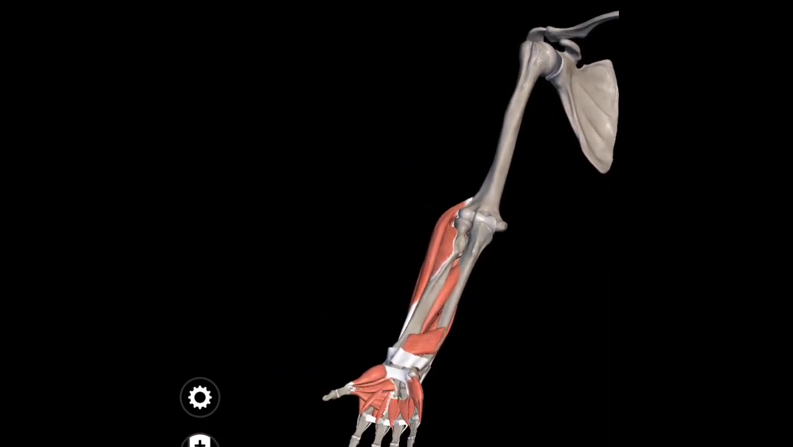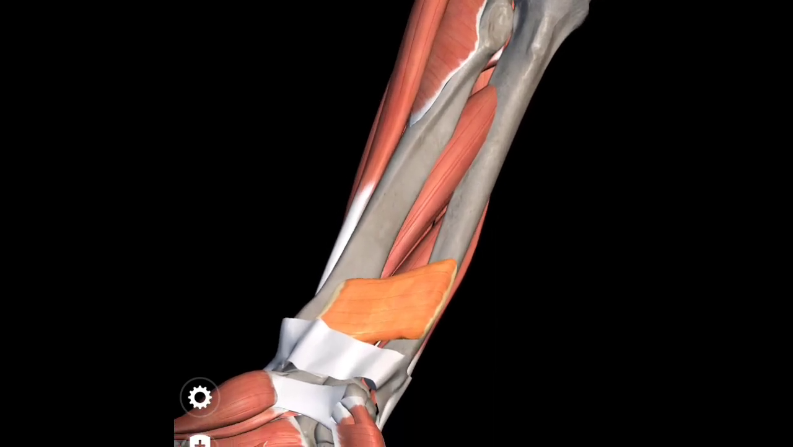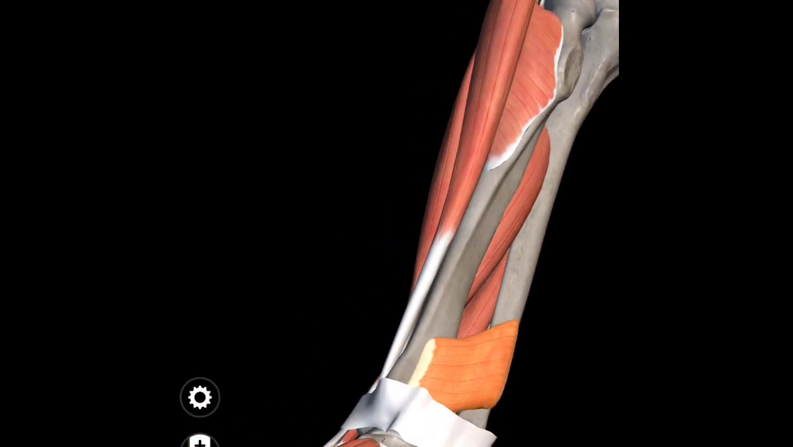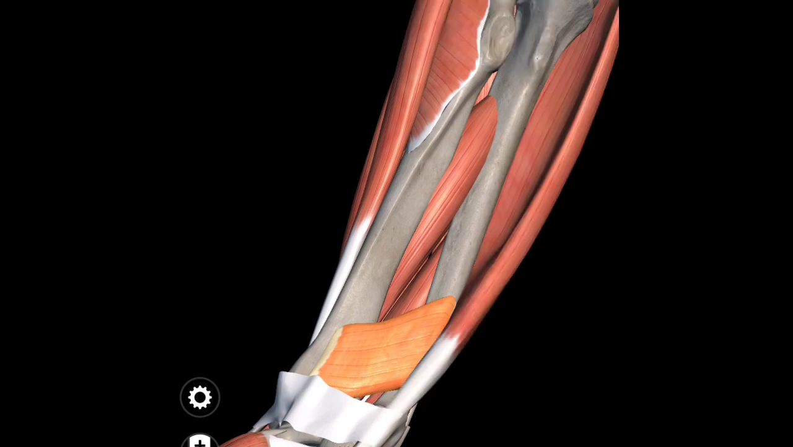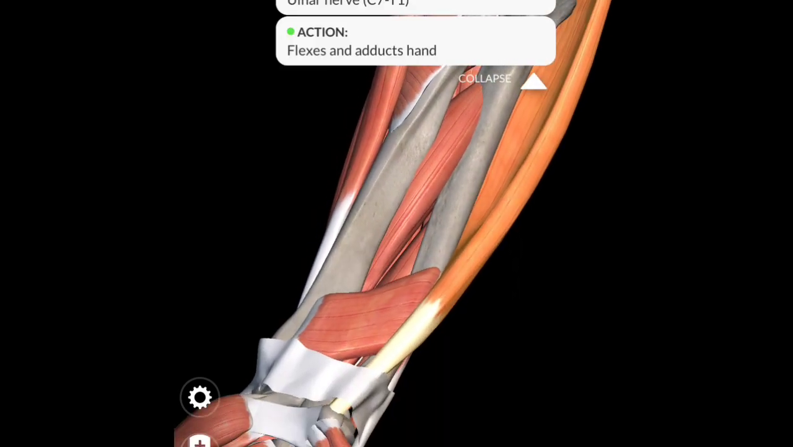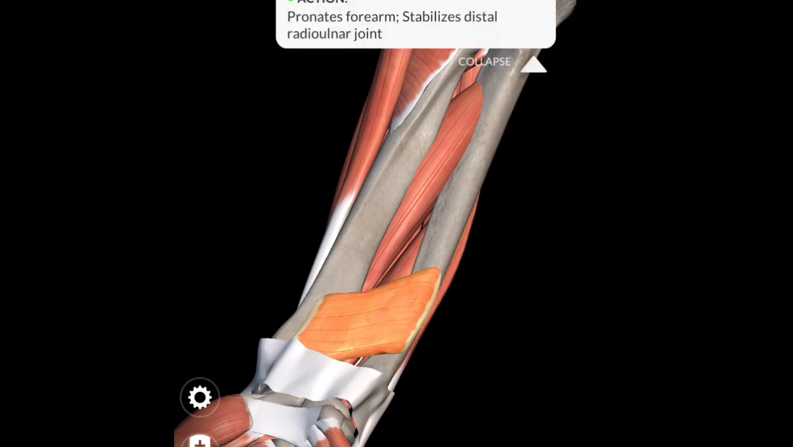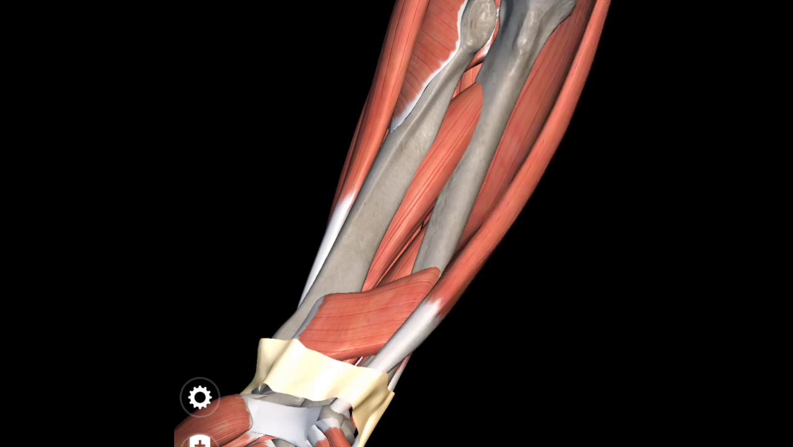Now you can see the deep muscle. The deep muscle is called pronator quadratus. This is called pronator because it causes pronation, and quadratus because it has four sides, and that's why it is called pronator quadratus. And it is supplied by the median nerve. Okay, this muscle is supplied by which nerve? It will be supplied by the ulnar nerve because the ulnar nerve moves through this area. Okay, so this is pronator quadratus supplied by the median nerve.